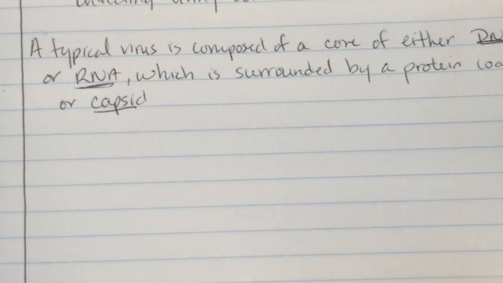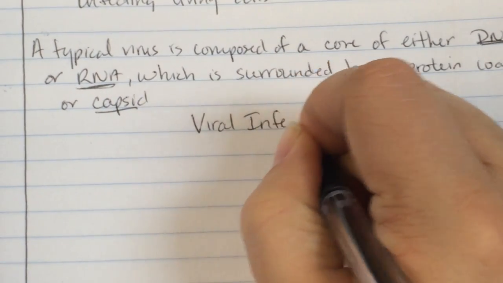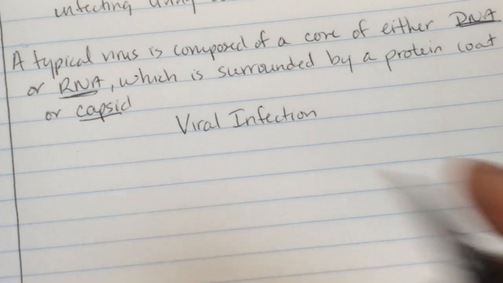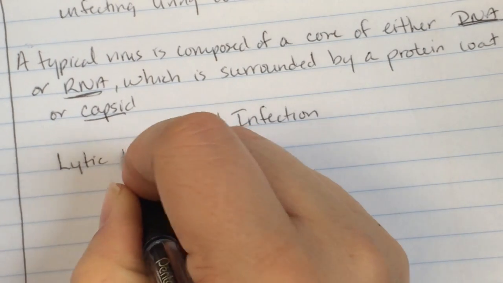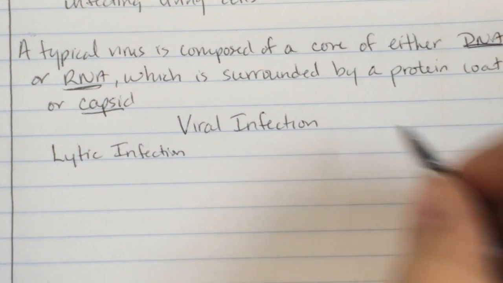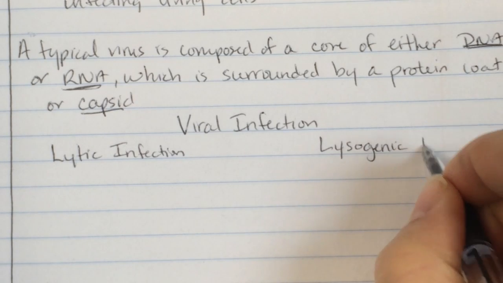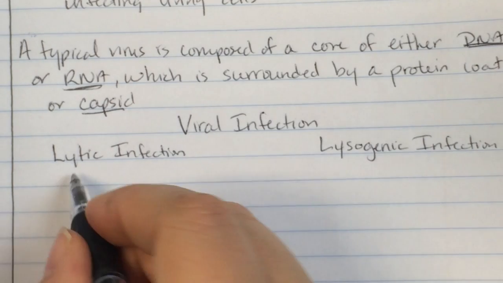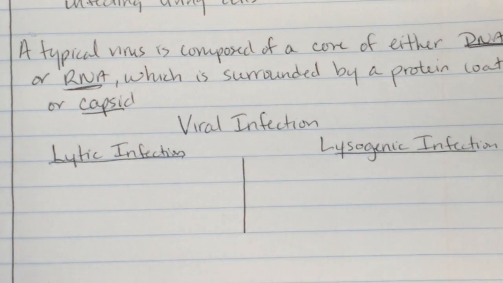So when a virus infects, when we have a viral infection, there are two different cycles that it can go through. So one, we can have a lytic infection, or we can have a lysogenic infection. And that's kind of what the picture you guys have on the left is about. So let's go ahead and do this, and we'll do a little partition down here.